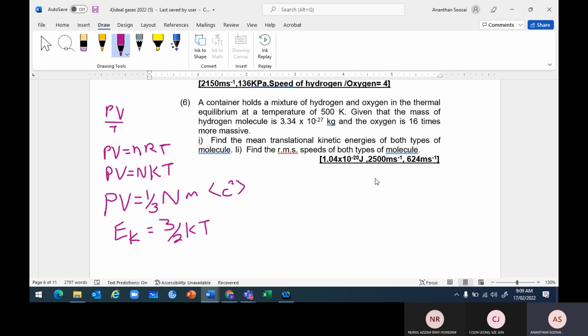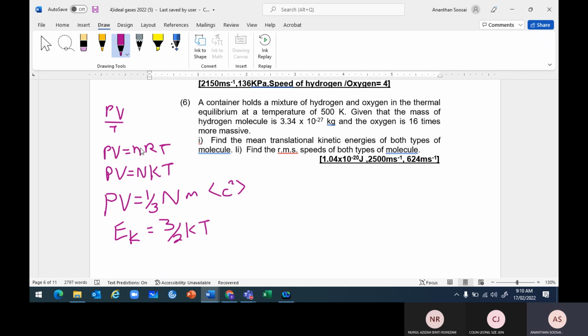Based on this, can you get the answer of 1.04 times 10 to the power of negative 20 joule for this question? I'll give you 2 minutes again. My expectation is A2, just try to understand the concept.